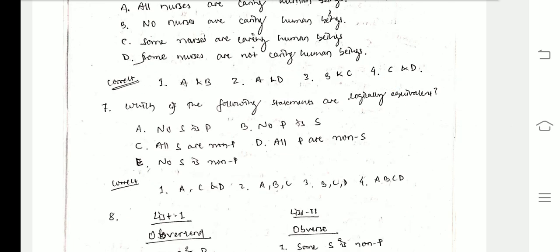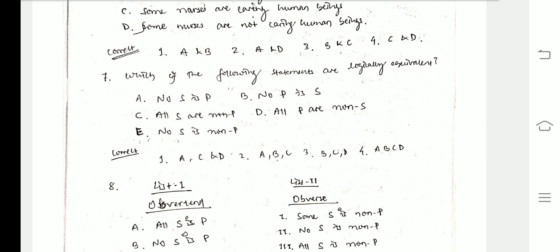Now which of the following statements are logically equivalent? We have to find the logically equivalent statements. No S is P. These are different circles. Okay. No P is S. These are also different circles. A and B will be taken. Yes. We can see that 2 and 4 options.